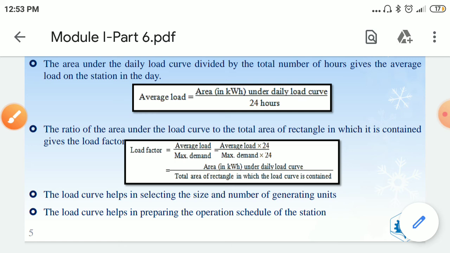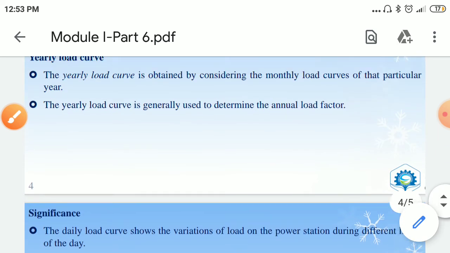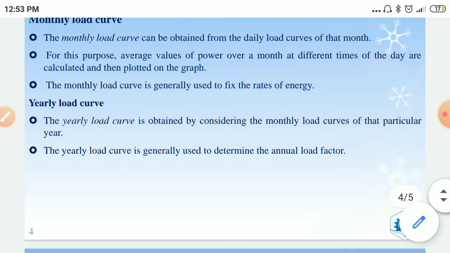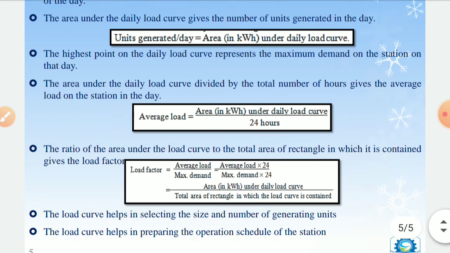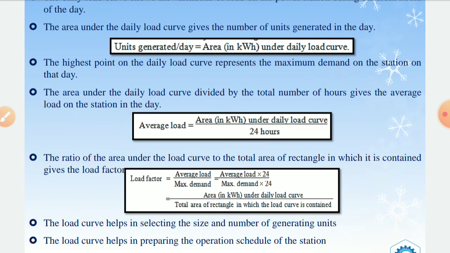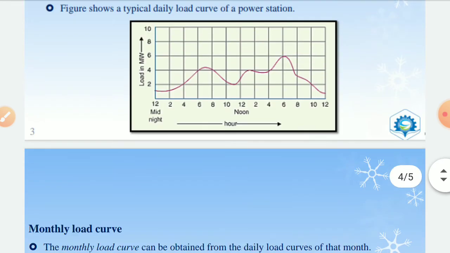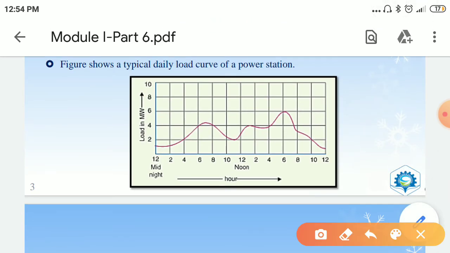So what is being done there? Maximum demand into 24 means we are multiplying the denominator with 24, just as we multiplied the numerator with 24. So what is happening here on the load curve? Let us go through it. Take the load curve. First one is average load into 24. Average load into 24 becomes the area under the curve. Correct? Next, the denominator is maximum demand into 24.